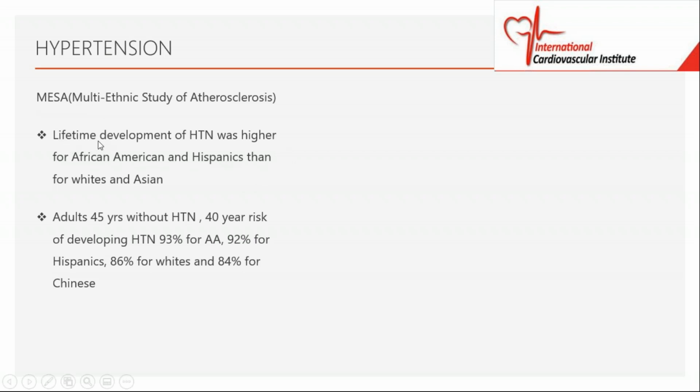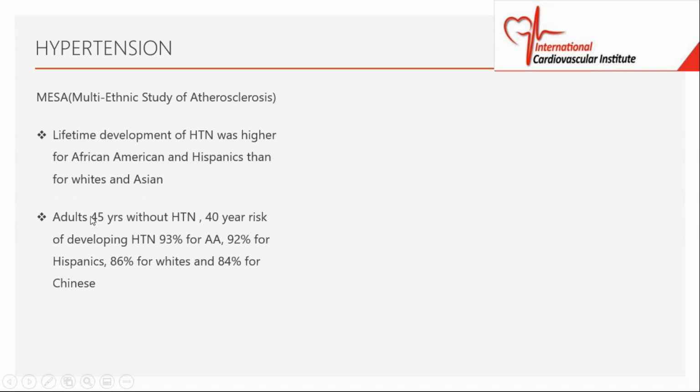What about the lifetime development of hypertension? So the MESA study, which is the Multi-Ethnic Study of Atherosclerosis, looked at the lifetime development of hypertension. It was higher for African Americans, for Black patients, and Hispanics as compared to whites and Asians. And we've been saying this over and over: Black patients and Hispanics tend to have more hypertension.